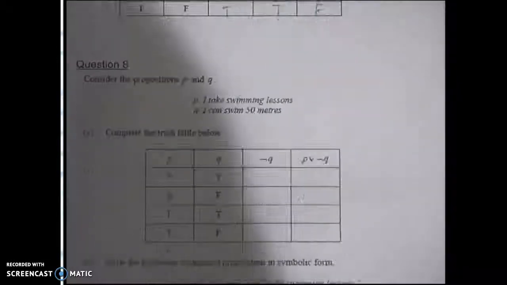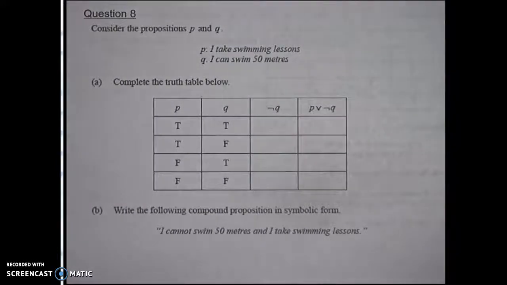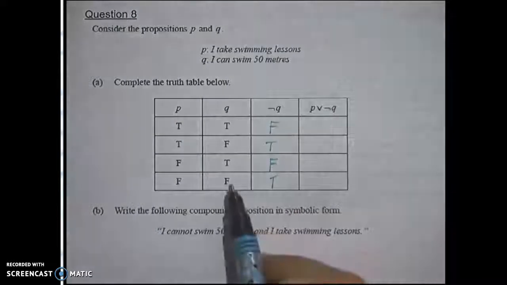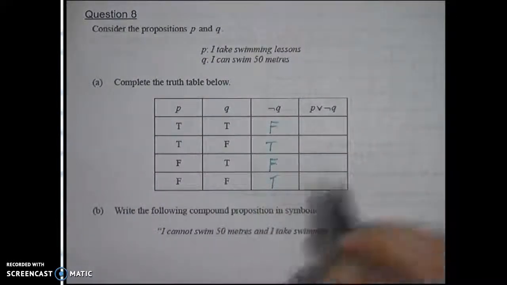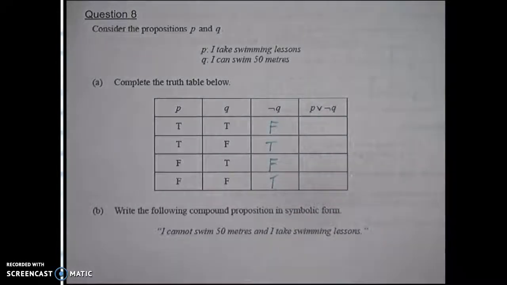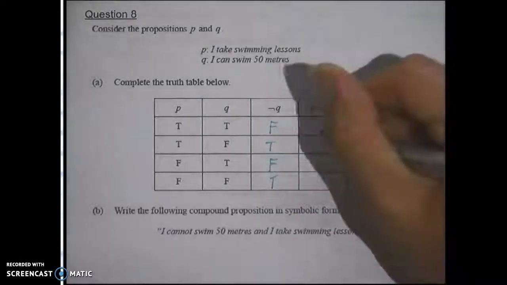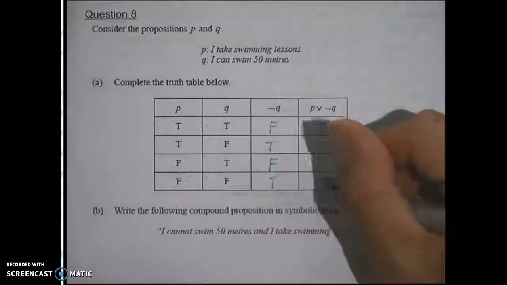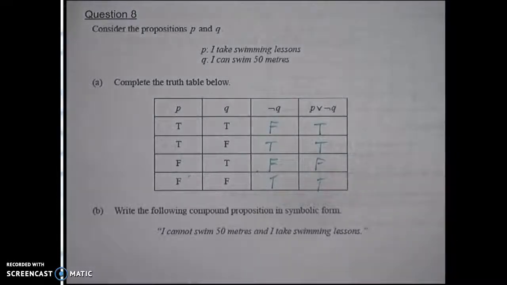Let's do one more truth table, and we'll call it a day. So P and Q are I take swimming lessons and I can swim 50 meters respectively. Not Q then is F, T, F, T, just the complement of the Q column. P or not Q means that there could be at least one true. So true, true, false, because they're both false. True, because there's a T right there.